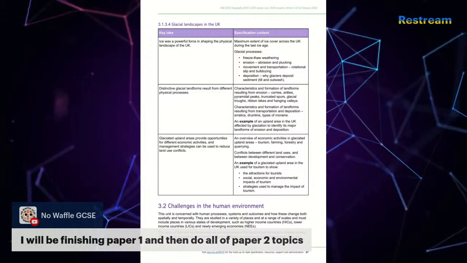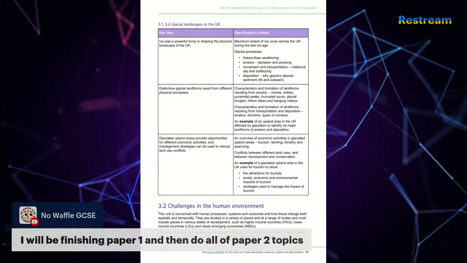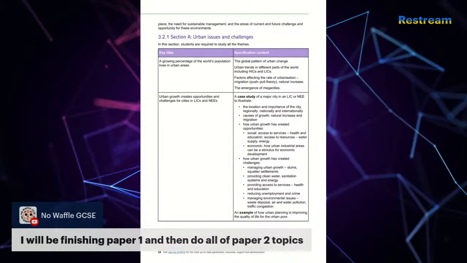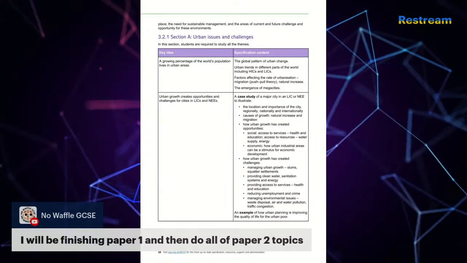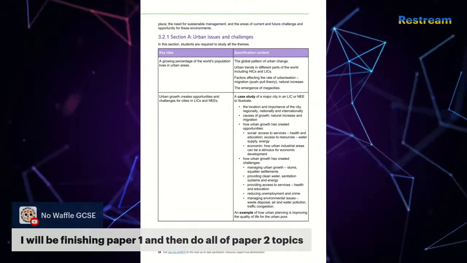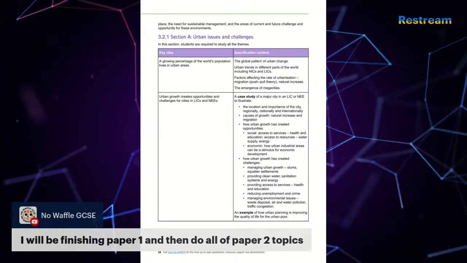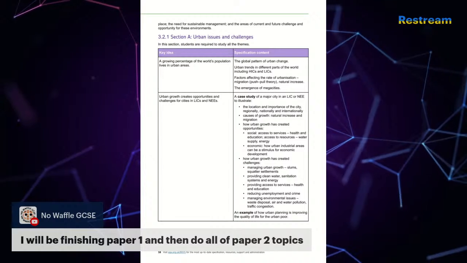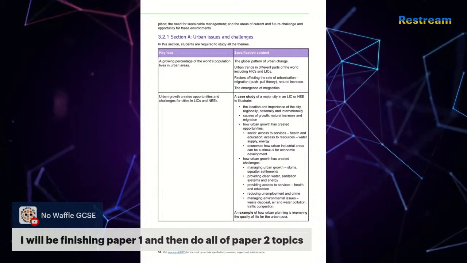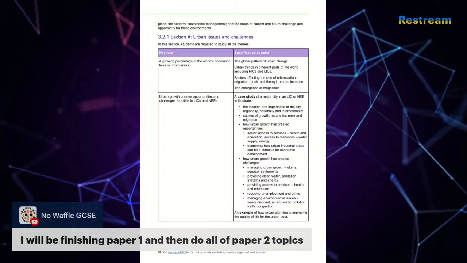So that means we're now on to paper 2, which is urban issues and challenges in a human environment. You can see the first topic of urbanization is urban issues and challenges. Firstly, we need to talk about the global pattern of urban change, urban trends in different parts of the world, and factors affecting the rates of urbanization, as well as a bit about megacities. So let's share the whiteboard now.